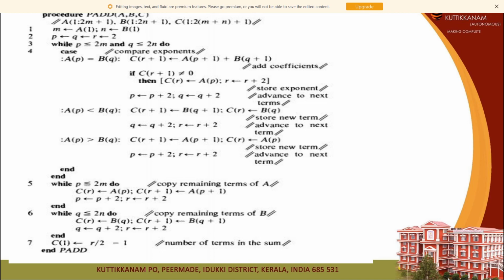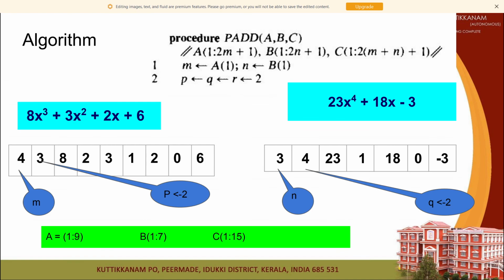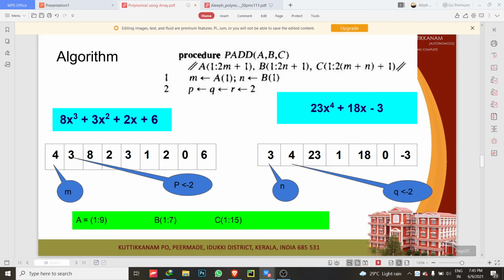For polynomial addition, we are using an algorithm. That algorithm is depicted here. Procedure PADD(A, B, C), and it starts like that. This is the algorithm implemented here to solve this problem. After solving with this algorithm, we get the correct required expression for the polynomial.